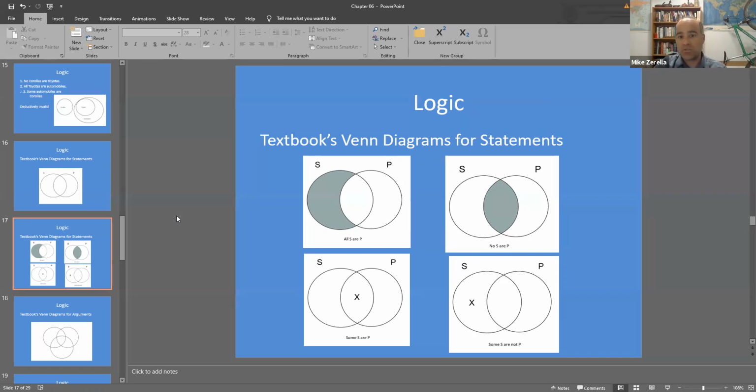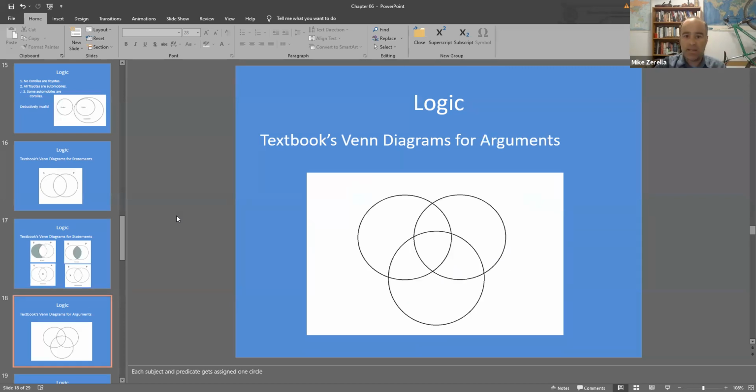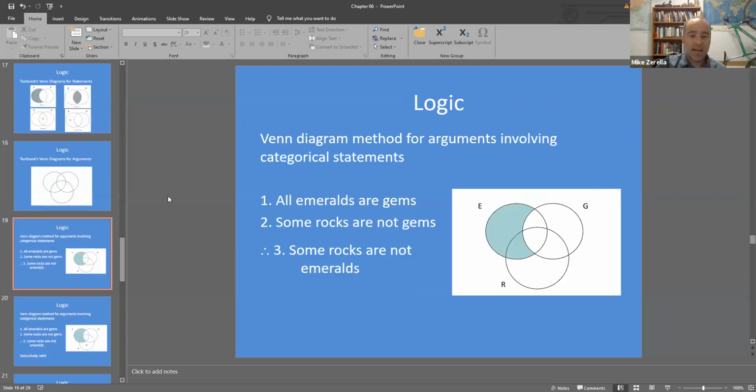And so let's look at how this works for categorical syllogisms. Well, it's slightly more complicated. We start off with 3 overlapping circles in this way. And each circle represents either a subject or a predicate, because remember, in any categorical syllogism, there's only 3 things. There's 3 items. So let's take a look at this. In this case, the 3 circles are representing emerald, gems, and rocks.